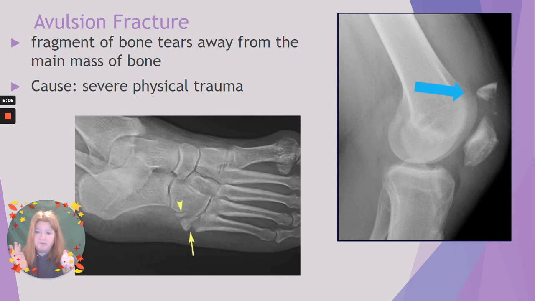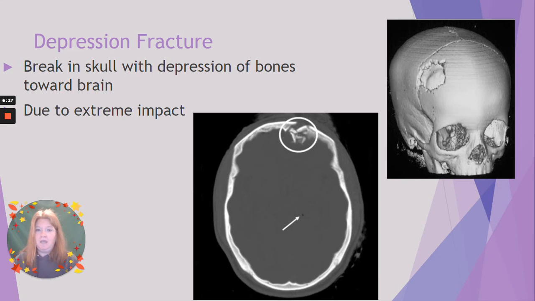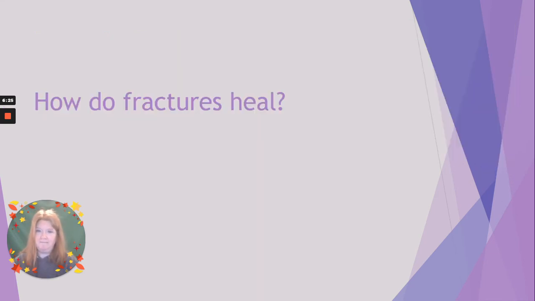An avulsion fracture. Remember how an avulsion wound is where part of the tissue actually gets torn away? Avulsion fractures where part of the bone literally gets pulled away. And then we have a depression fracture, where there's a break in the skull where the bone is depressed, pushed in due to extreme impact.